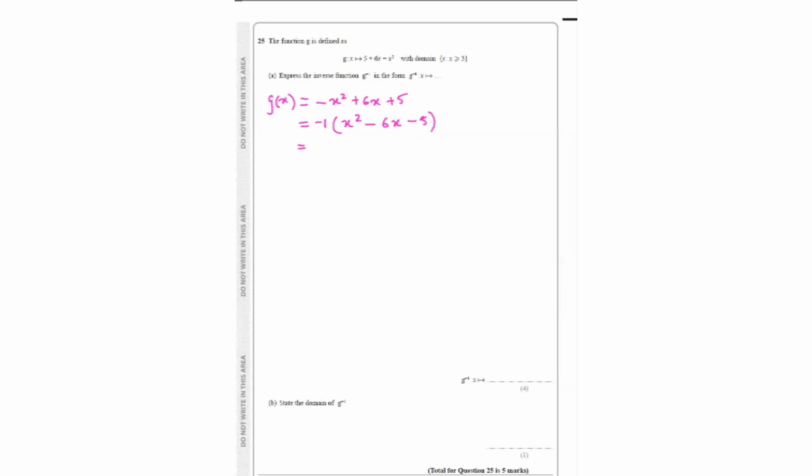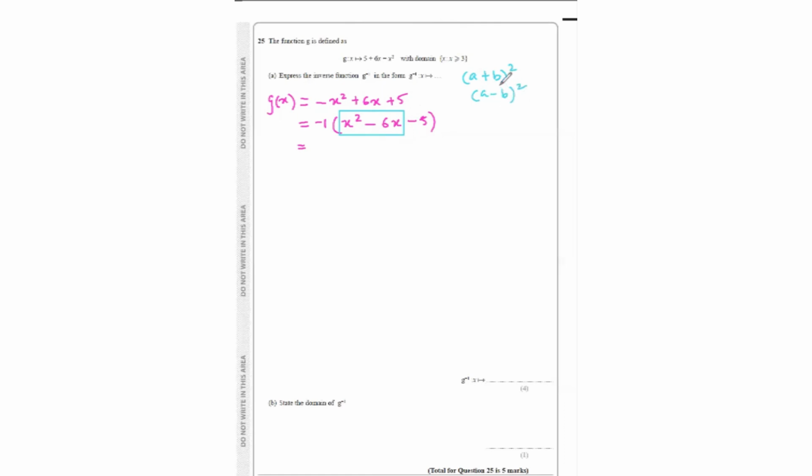Now we need to complete the square. So the square that they're asking us to complete is this thing. A complete square is basically going to look like this: a plus b whole square or a minus b whole square, depending on what the sign is in the middle. For us, it's going to be a minus b whole square.